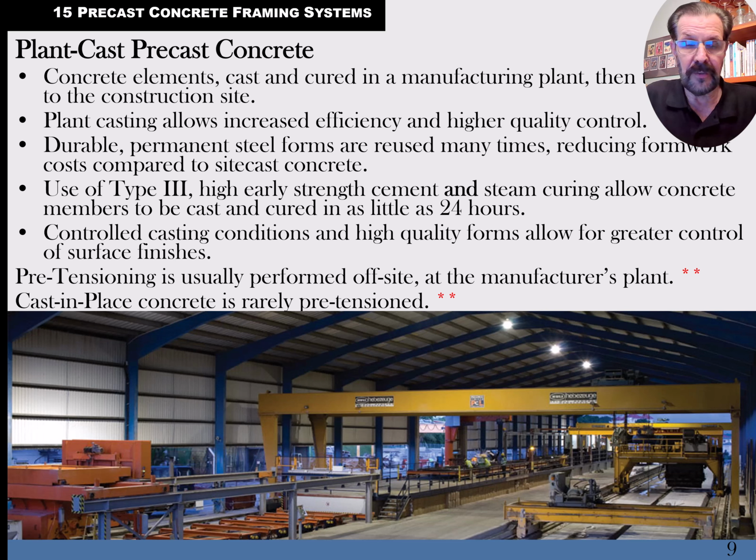By the time we get to the Louisiana summers, our problem isn't trying to keep it warm. We want to keep it from getting too warm. But high early strength is used a lot in the industry for precast, so that they can get that part picked up and out of there so they can form another part. It increases production. The last sentence down this page is what I've already kind of described, but it says pretensioning is usually performed off-site at the manufacturer's plant.